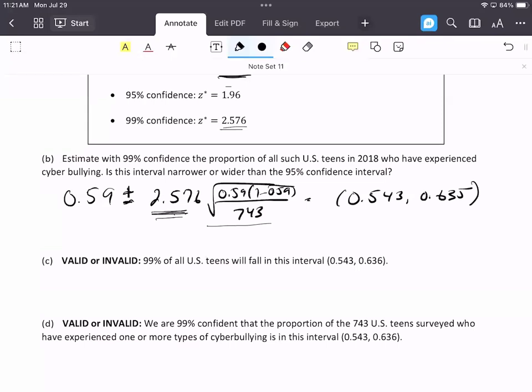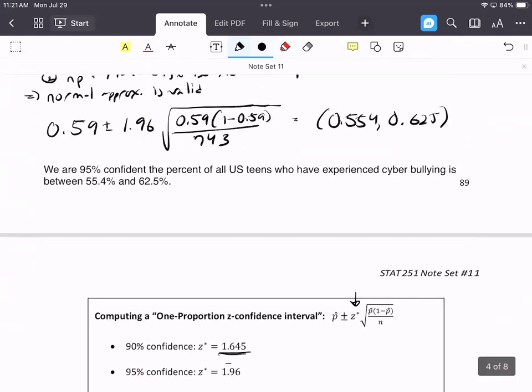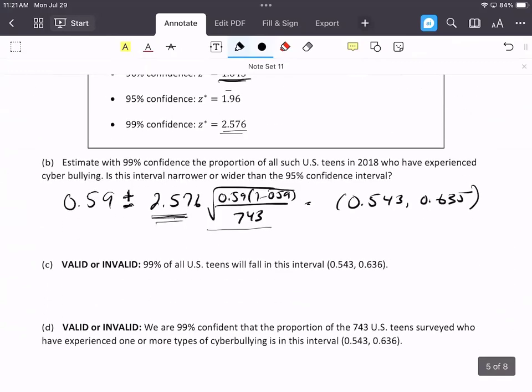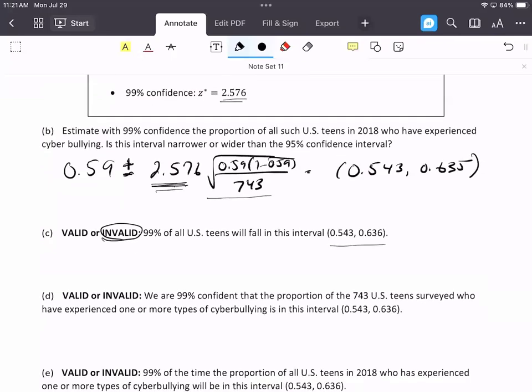Valid or invalid for these confidence intervals. So true or false, effectively. 99% of all US teens will fall in this interval, 0.543 to 0.636. If it helps, make sure you go back and look at the basic interpretation. Well, this is an invalid statement. It does not mention the proportion of interest. It doesn't say what we're comparing this to.